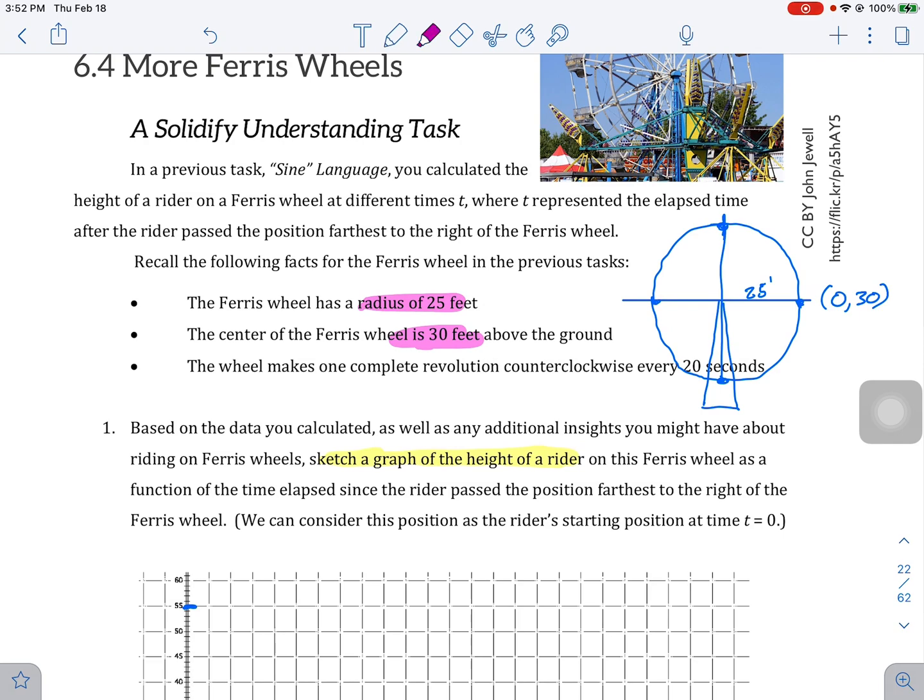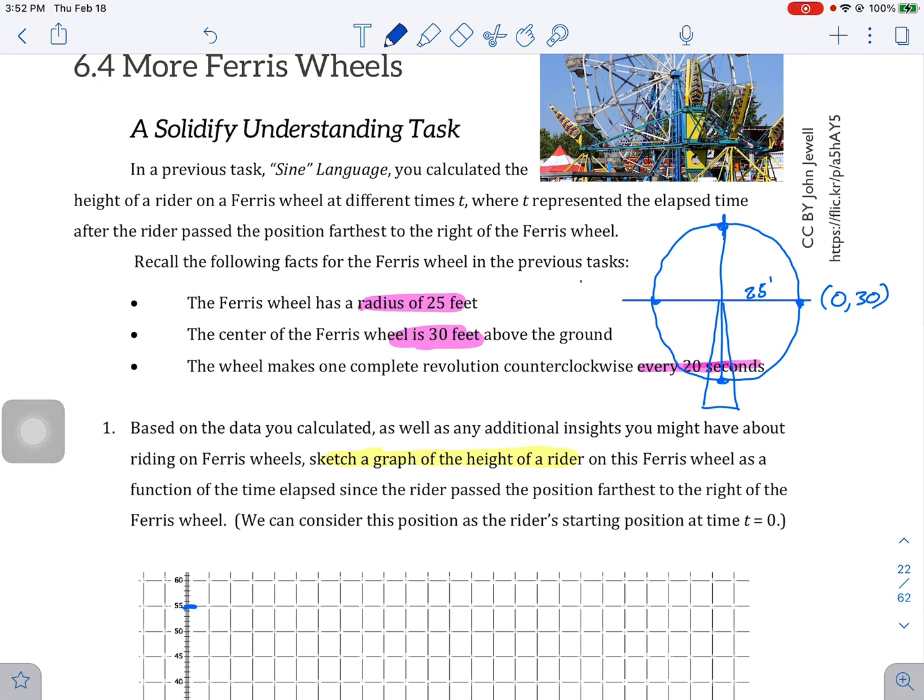There's also the point that every 20 seconds it does a complete revolution. Again, in trig, it's assumed that you're moving in a counterclockwise direction. You can move in a clockwise direction, but if that's the case, the degrees would be negative. So degrees are going to go positive here from 0 to 360. But here we've got the time piece of it, which is 20 seconds. So we know some other points that we can plot.